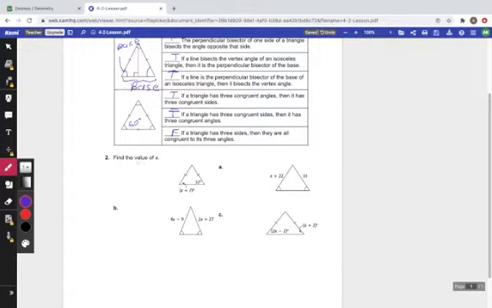Now, let's find the value of x. My lettering is a little off here. I'm not quite sure what happened, but I do apologize. Okay, let's look at this first triangle. I'm told that this side and this side are congruent to each other. And because I know that these two sides are congruent to each other, I know that these two angles have to be congruent. So, x plus 7 must equal 57, or x equals 50 degrees.